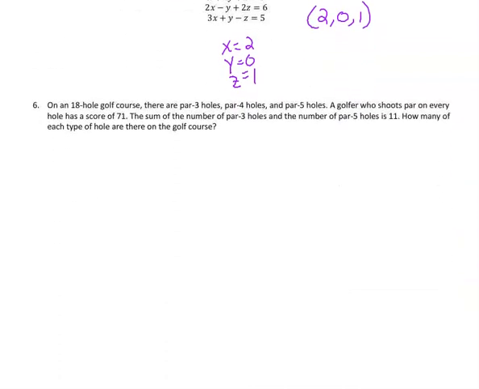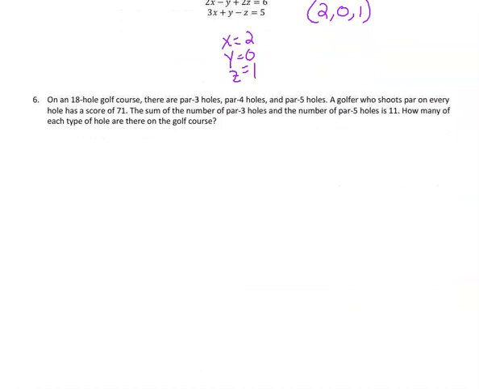Okay, let's move on to the last one. So, on this one, on an 18-hole golf course, there are par 3 holes, par 4 holes, and par 5 holes. So I notice there's 3 variables. So I'm going to let par 3 holes be my x, par 4 holes be my y, and par 5 holes be my z. And they tell us there's 18 holes. So x plus y plus z has to add up to 18 holes. There's one equation.